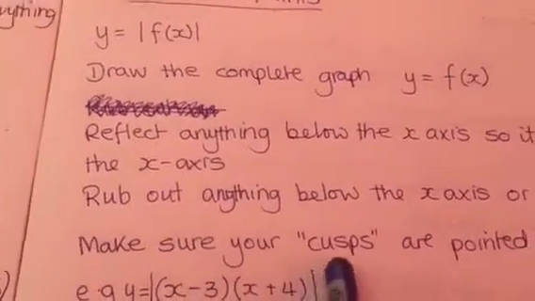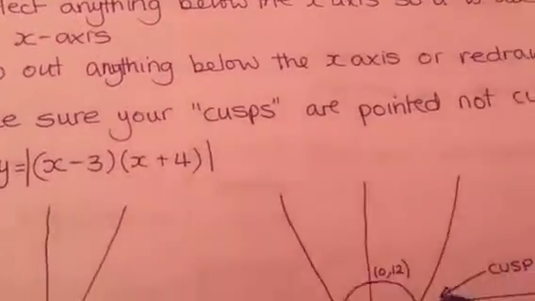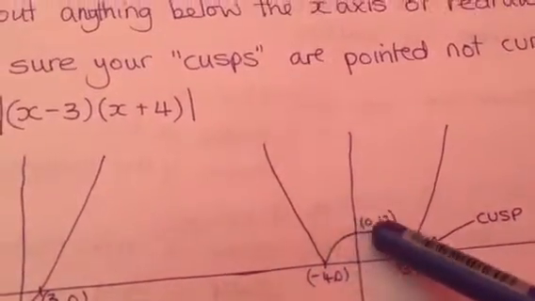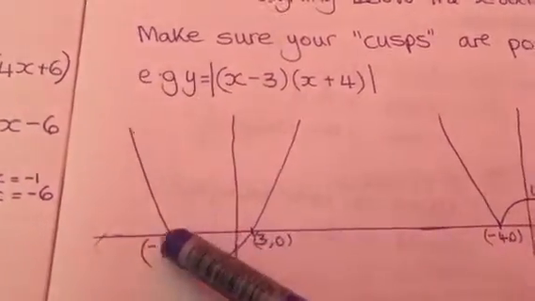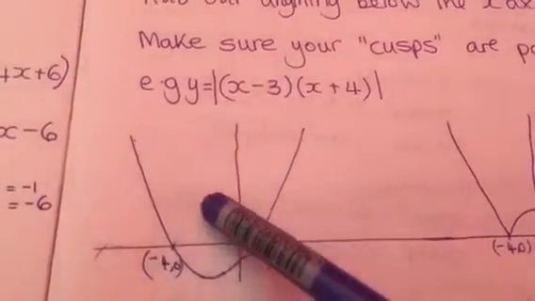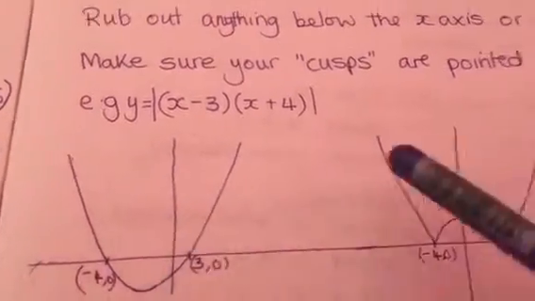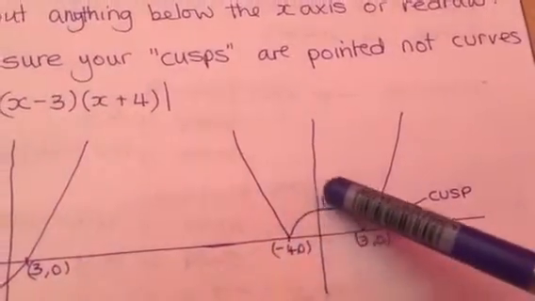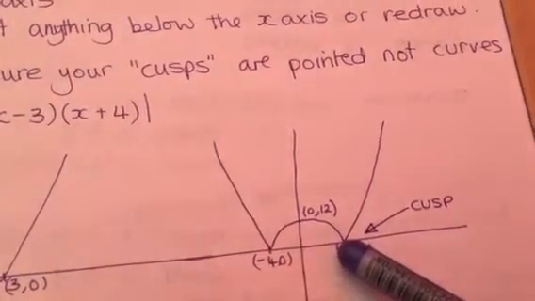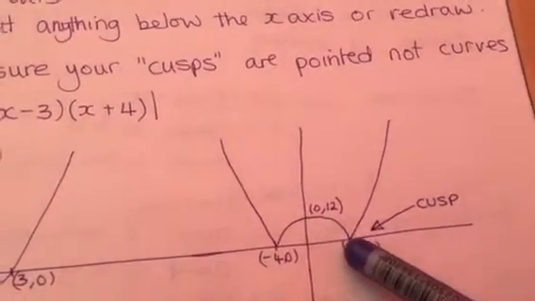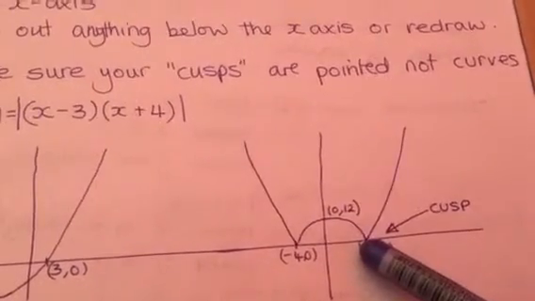One thing is make sure that your cusps are pointed. So this is a cusp here where it was this shape, this was the original graph, and then this bit is reflected above the x-axis. So when I reflect it above the x-axis, this little bit here becomes pointed. Be very careful that it doesn't look like a curve.